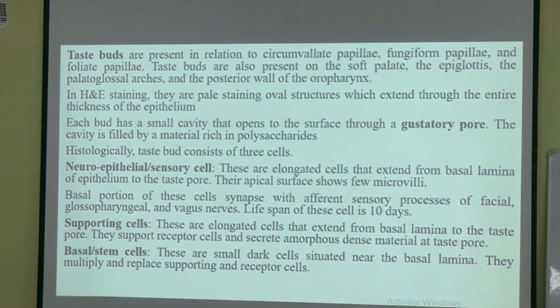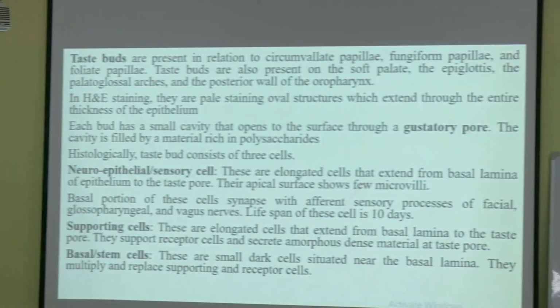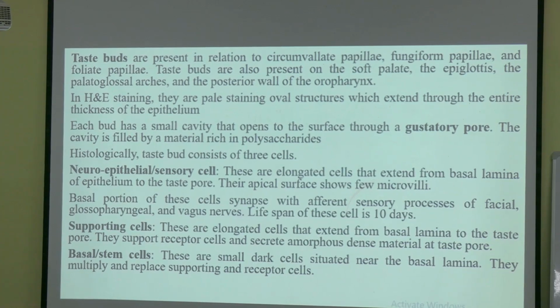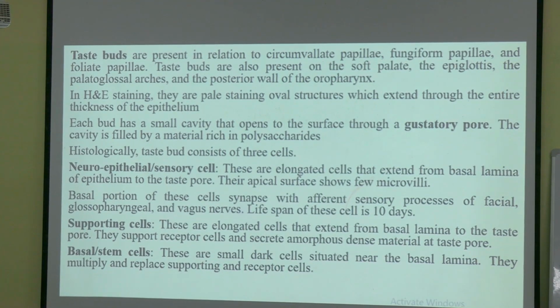You have to understand the taste bud. First of all, there is a small cavity that opens to the surface through a gustatory pore. Okay, a pore रहेगा. Through that pore, it will enter into the cavity, also called the gustatory cavity. Next, three different types of cells are there inside a particular taste bud. What are the three different types of cells?